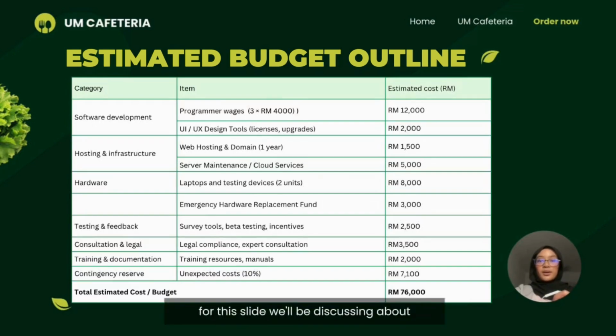Okay, for this slide, we will be discussing the estimated budget outline for our project. The total estimated budget for about a 12 to 14 weeks active development period is around 76,000 ringgit. Well, it is within our budget cap, which is 80,000 ringgit. Okay, let's break it down.